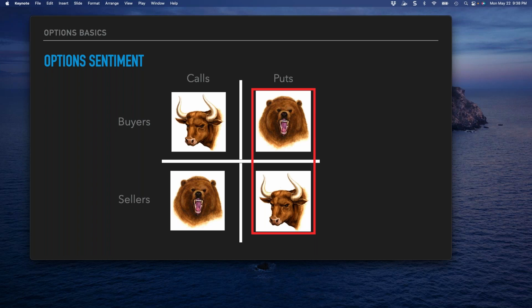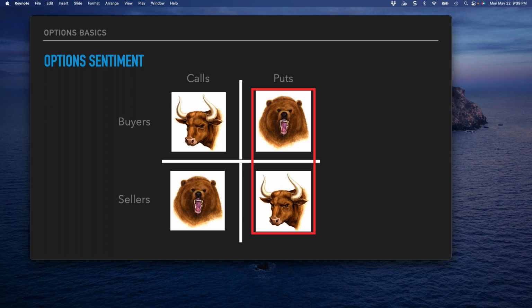If it stays above $25, the buyer has no incentive to buy the stock at the current market price, 27, 28, 30, 35, whatever the price may be, and then sell the stock to the put option seller for $25. Remember that no matter what your outlook for a stock's price is, whether you think it's going to go up or go down, there's always going to be somebody else who is willing to take the opposite side. So while the put buyer is betting the stock is going to drop, the put seller is betting that the stock will go up.